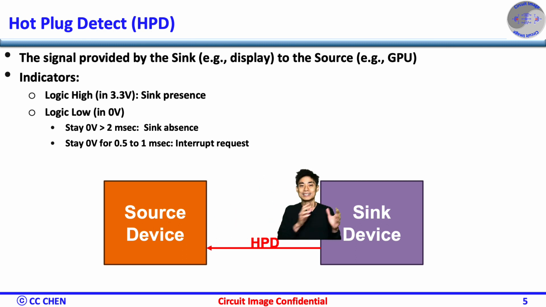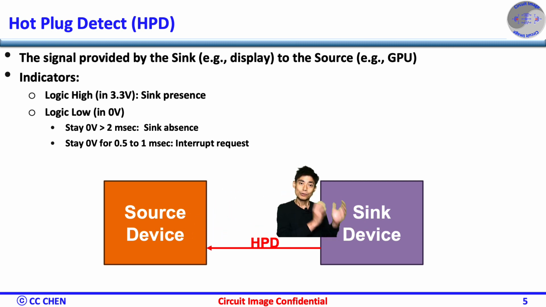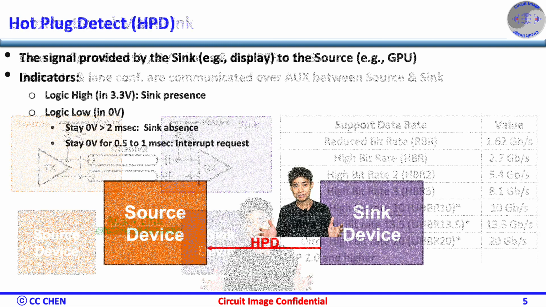Then, the sink device providing an HPD signal to the source device is a must, such that the source device is aware of the sink device being present, absent, or requesting an interrupt. After understanding those extra links, let's look at the main link features and the corresponding design requirements in SerDes.